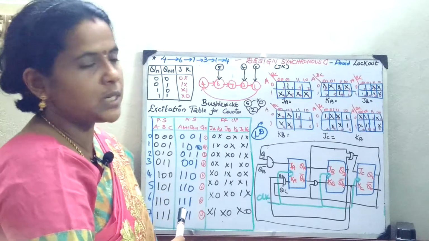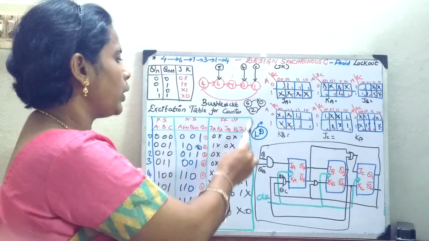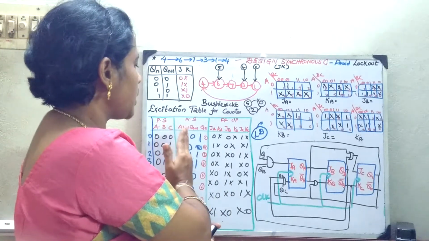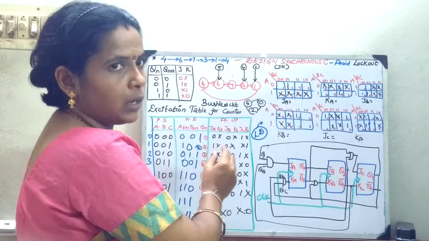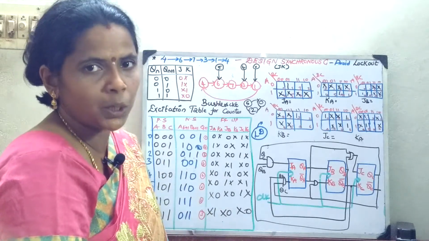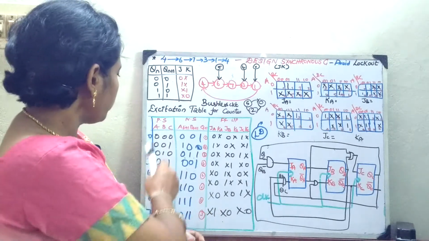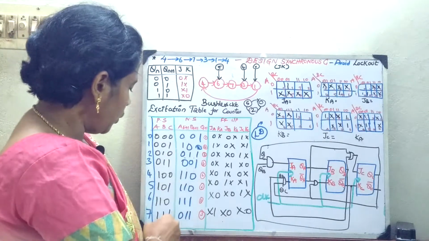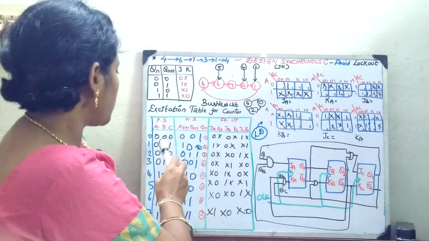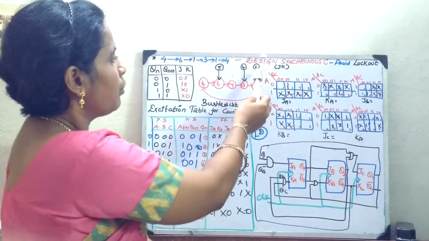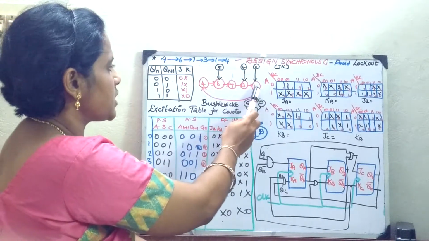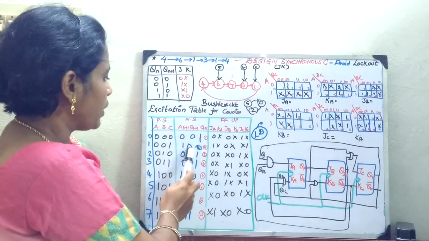Once you have decided this, accordingly you frame the excitation table. What is the excitation table? Given the present state and next state, it gives the flip-flop input needed for that transition from present state to next state. First I am writing all the states 0 to 7. When writing the next state, be careful. For 0, the next state is 1. For 1, the next state is 4, so 1, 0, 0.